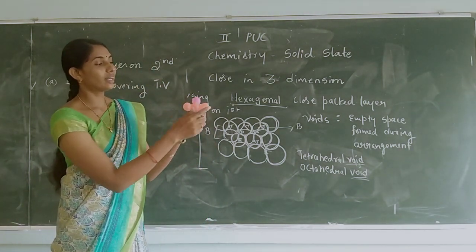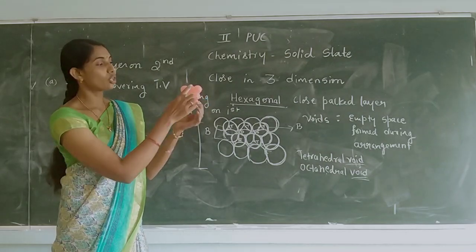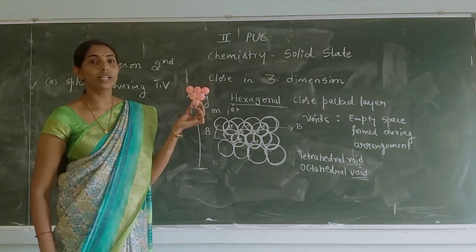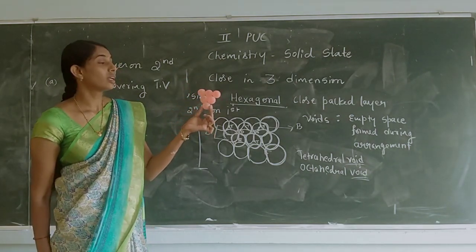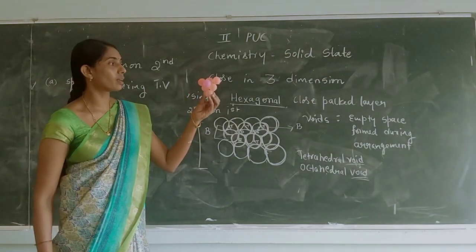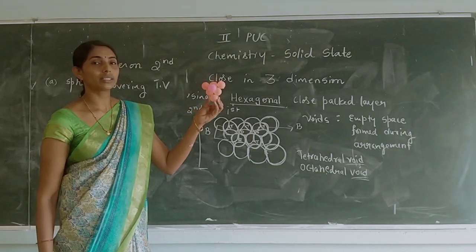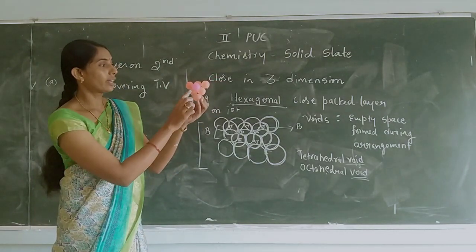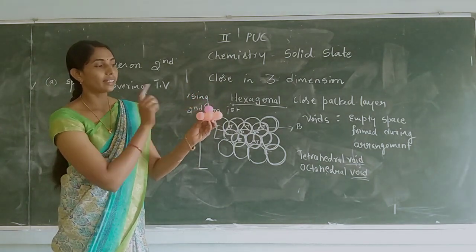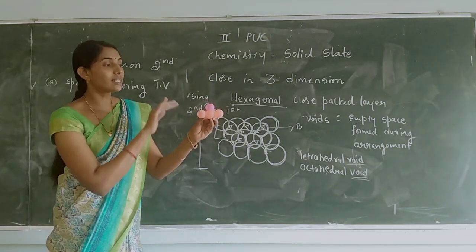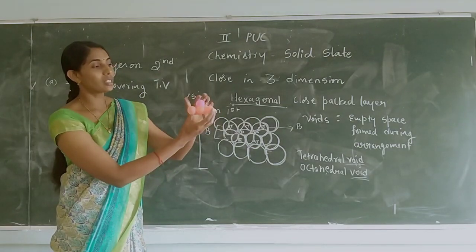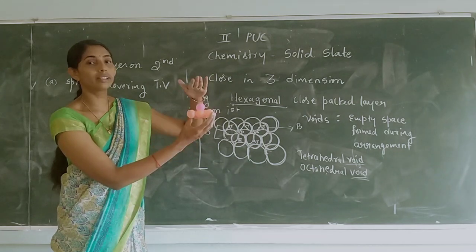So consider that this is your first layer. When the spheres are placed in the depressions of this first layer, what does it give you? It gives you the second layer. I will consider one portion of it here. Okay, so there is a tetrahedral void, this is the first layer, and the second layer has a tetrahedral void. So when you place the third layer, this sphere must be in the depression of the third layer, correct?